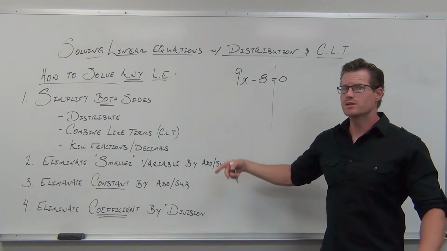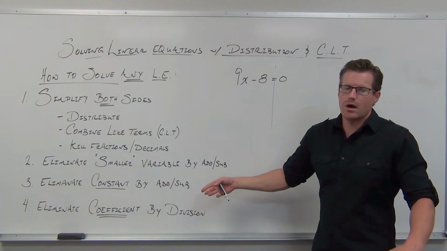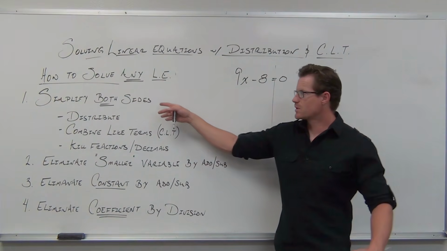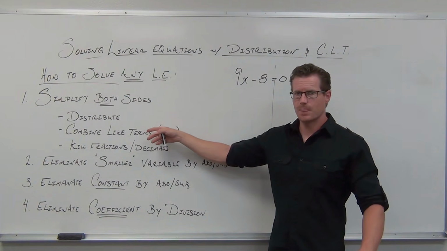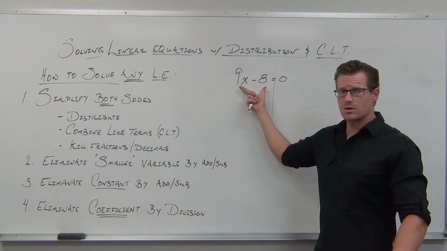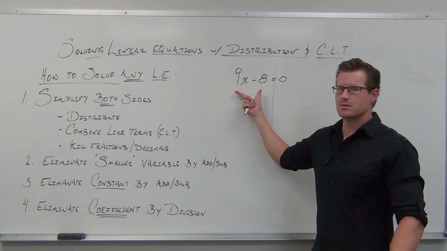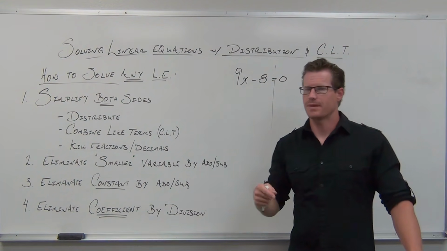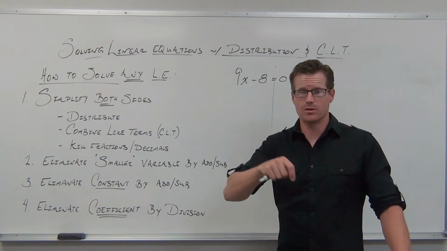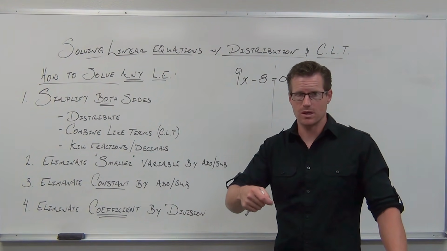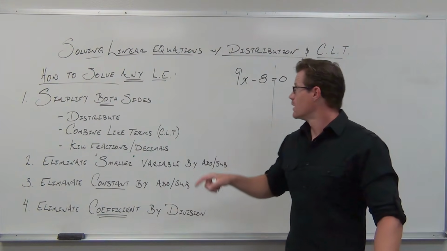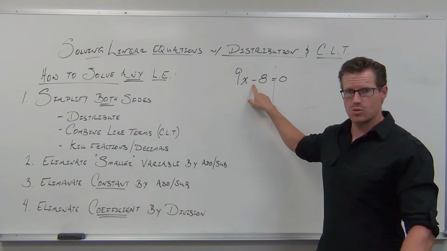Now, will there always be a constant term? Not always, but if you combine like terms and you still have two terms, there's going to be a constant term. How you get rid of that term goes back to what you learned right in the introduction to solving linear equations, or solving equations at all. How would you get rid of the term without a variable here?